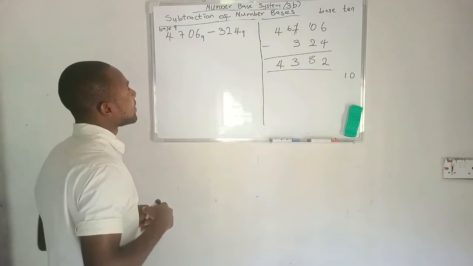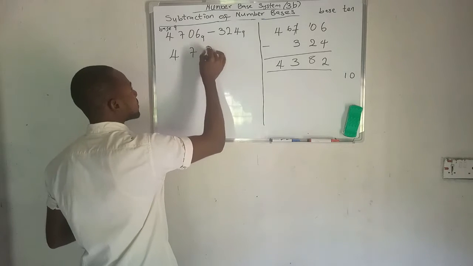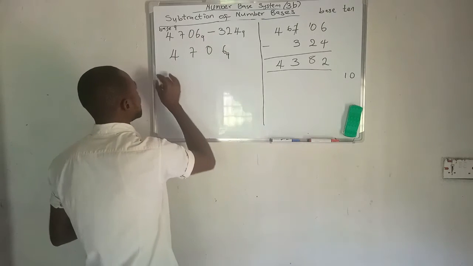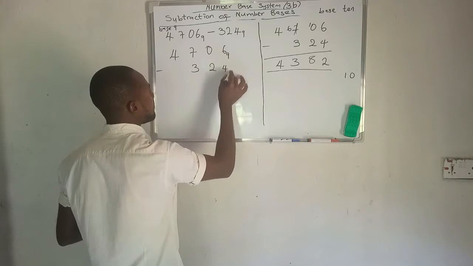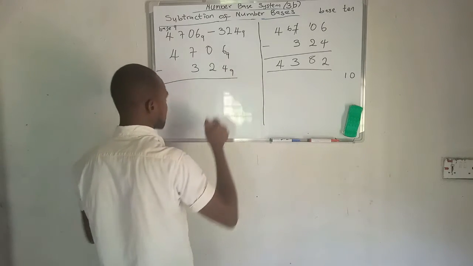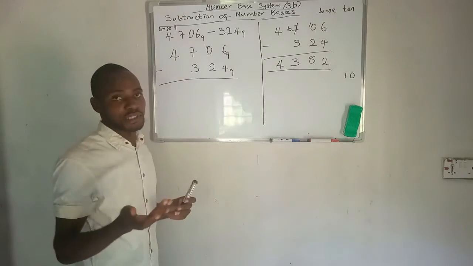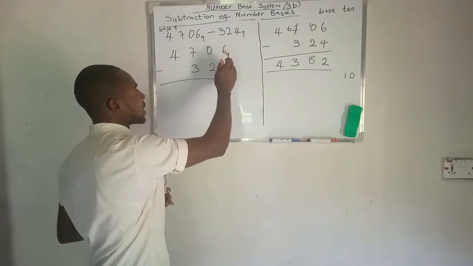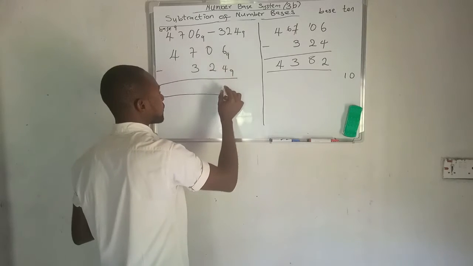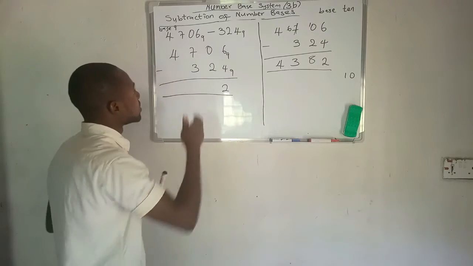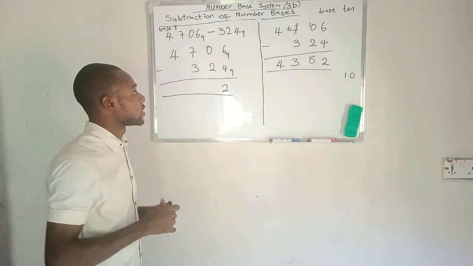So let's try to use the same way we did it in base 10 and do the same thing here in base 9. So when subtracting in base 9, we'll have 406 base 9, then minus 324 base 9, and then now 6 minus 4 will still be the same thing. Why? Because we can subtract 4 from 6, so we have 6 minus 4 is 2. Now 0 minus 2, we cannot subtract 2 from 0, so what do we do?